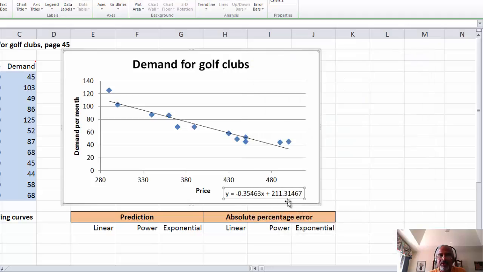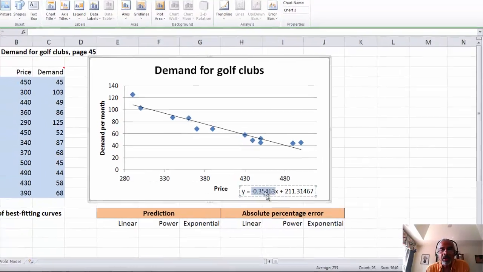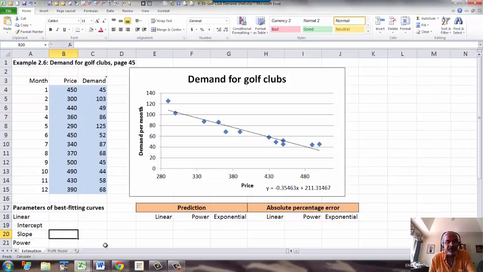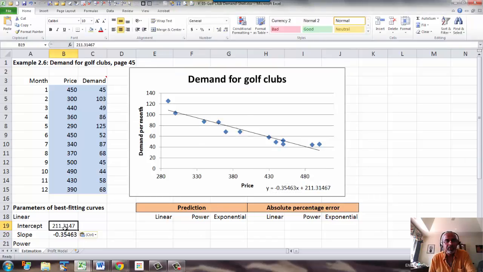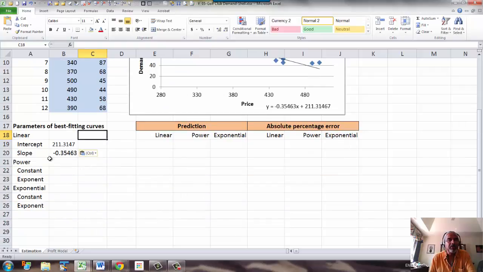So now we have the coefficients. This is linear, so the first one is the slope. Make sure that you highlight that number, copy, and paste it in the correct place. Then do the same thing for the intercept. So now we have the slope and intercept for the linear function.